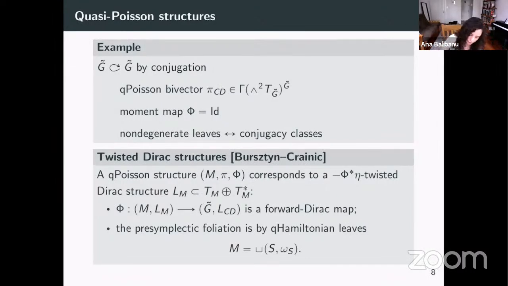And whenever I have a Dirac structure, I can project the Courant algebroid onto the first factor. And if I look at the image of the Lagrangian subbundle L_M under this projection, it gives me a distribution N_M. And this distribution produces the presymplectic foliation, which in this case is exactly the quasi-Hamiltonian foliation that I introduced before.